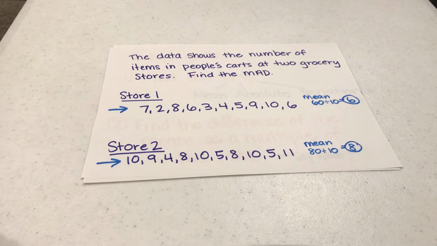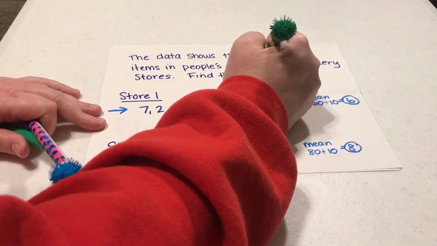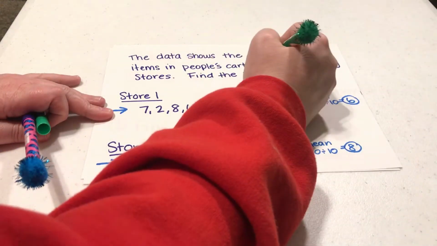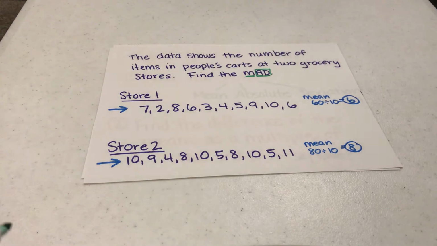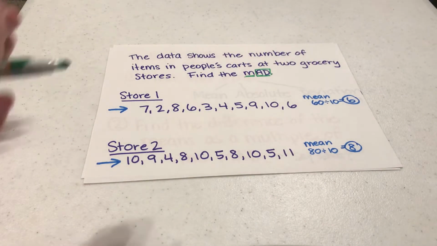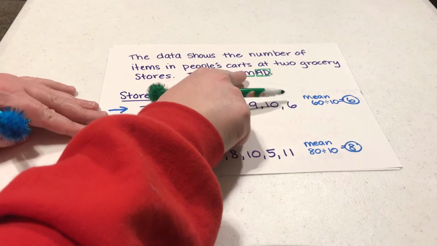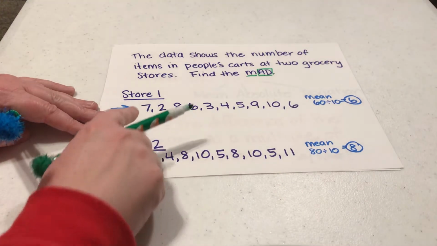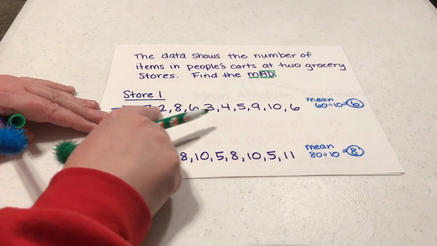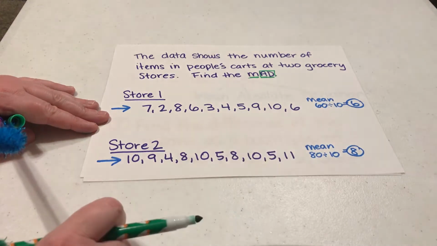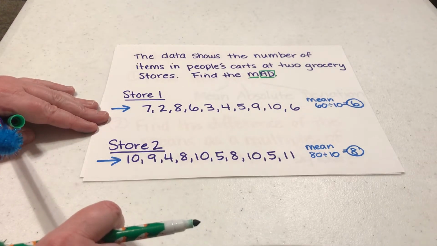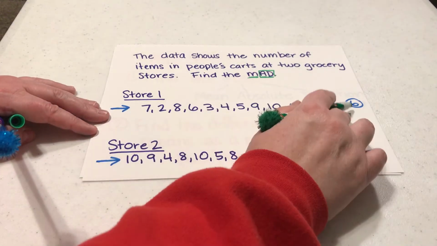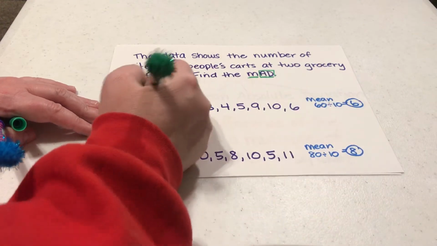So to find the MAD, we want to find the mean absolute deviation. The absolute deviation is where we're going to start right now. Absolute deviation is how far a number is from a given point. And in this case, we're going to find out how far each number is away from the mean that we calculated. So looking at this data set, I want to know how far each of these numbers is from 6. And since it's an absolute deviation, I don't care if it's positive or negative. I just want to see how far away it is from the given number. So for instance, 7 is 1 away from my mean of 6.